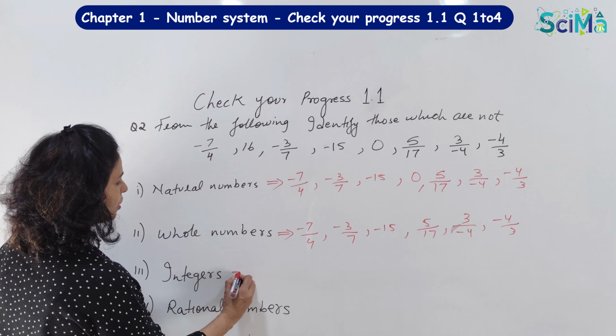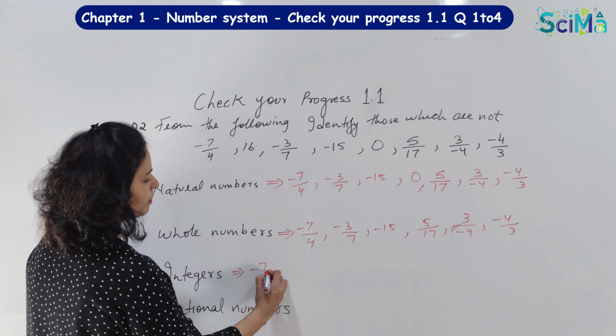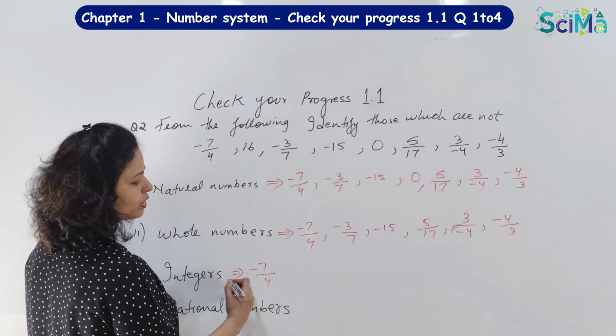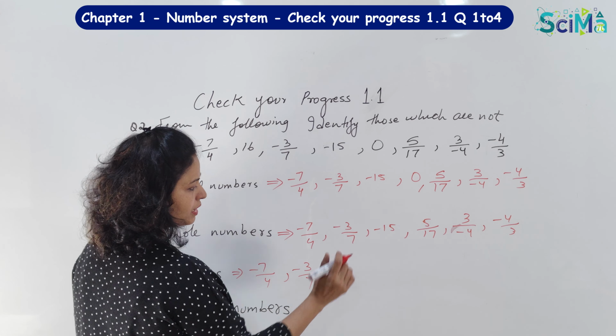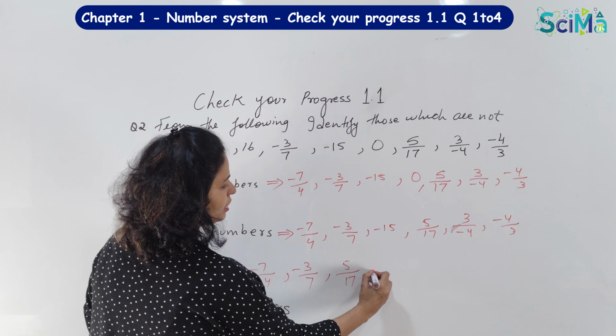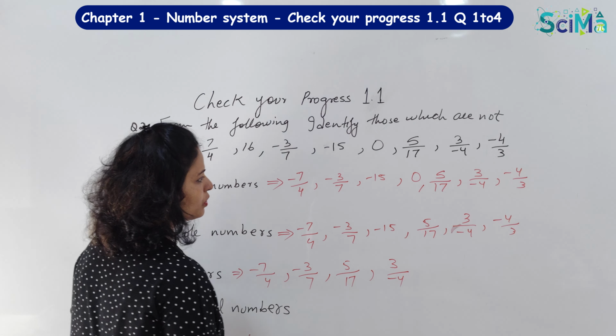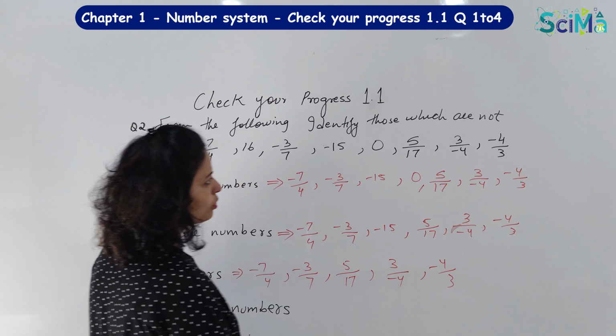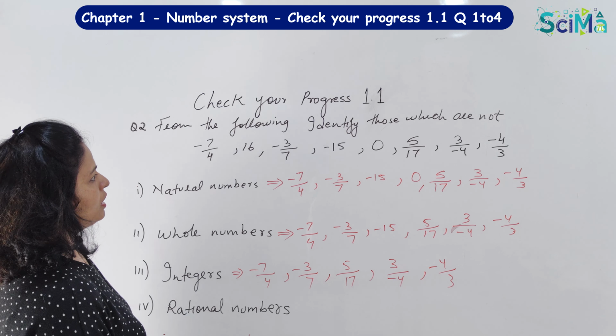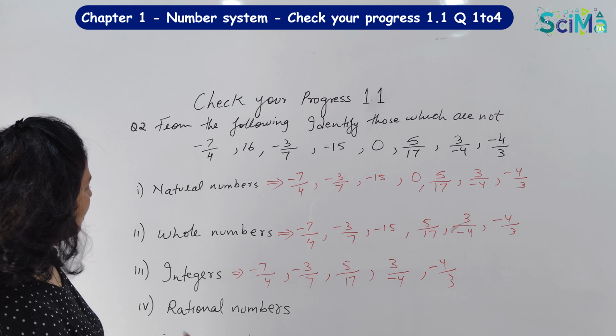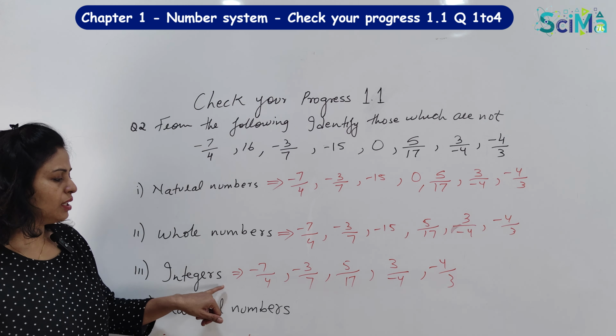Okay, integers. Now which are not integers? Again minus 7 by 4 is a rational number, minus 3 by 7 is a rational number, minus 50 is an integer, so we will not write this. 5 by 7 is not an integer, 3 by minus 4 is not an integer and minus 4 by 3 is also not an integer. So these are not integers. Okay, here which is an integer? 16 is an integer, positive integer. Minus 15 is an integer, 0 also is an integer, right? So here we are writing the numbers which are not integers.